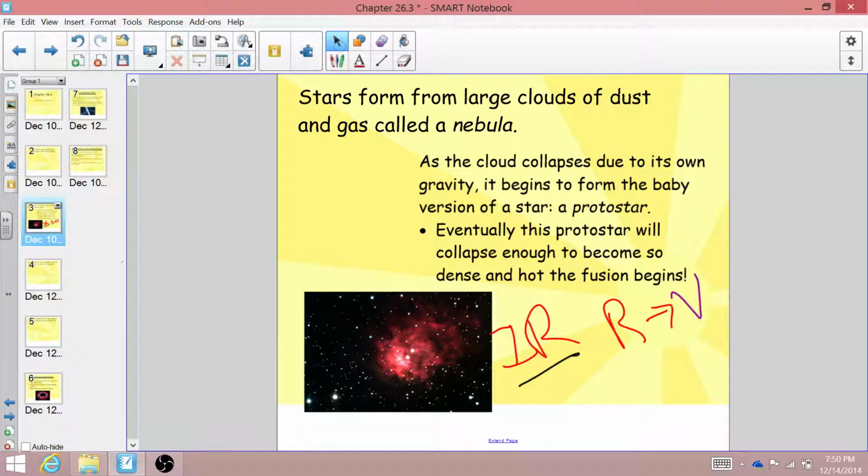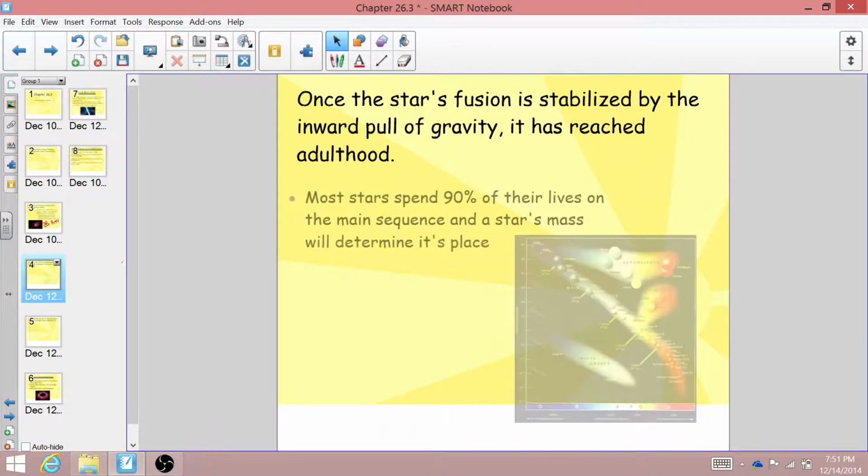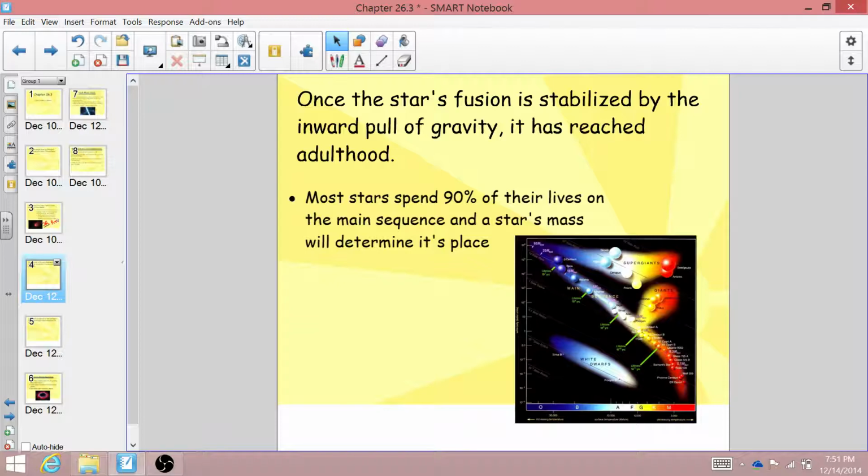Now, once fusion begins, we have this balance of the outward pressure from fusion and the inward draw of gravity. And once that stabilizes, once the outward push is equal to the inward pull, the star has reached its adulthood. Basically, it's gone through puberty and it is now on its way as an adult. And it turns out that most stars spend 90% of their lives on the main sequence of the HR diagram, and a star's mass will determine its place.